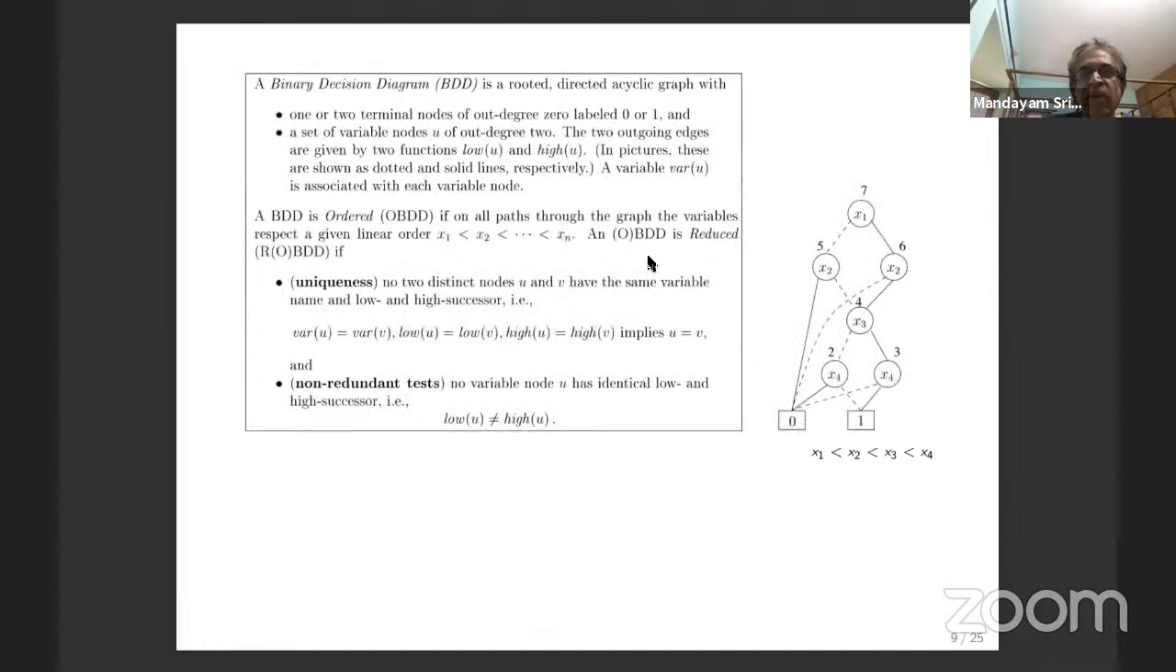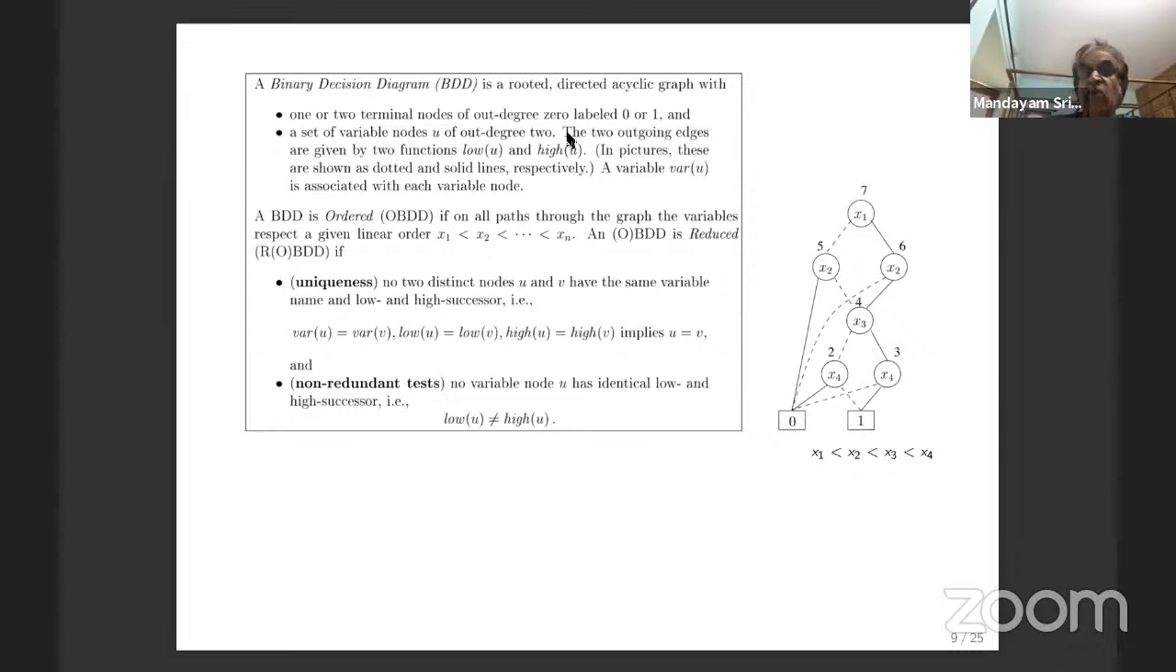So here's a formal definition of a binary decision diagram, that is, the ROBDD. Here both versions are formalized. A binary decision diagram is a rooted, directed acyclic graph with 1 or 2 terminal nodes, that is, terminal nodes with outdegree 0, labeled 0 or 1.